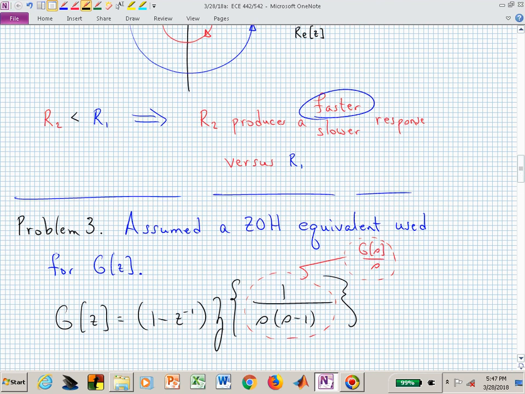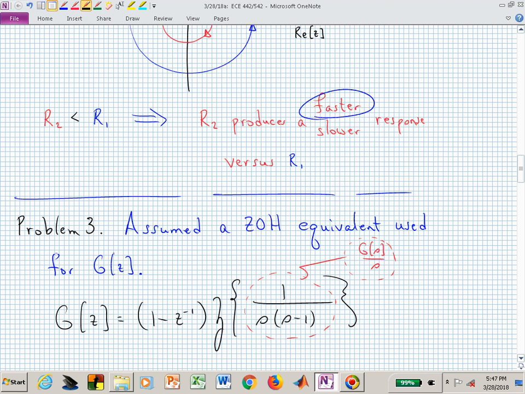Problem number 3. Maybe that was problem statement-wise a little vague, but I think problem 3 is asking for a Ragazzini design controller. I'm assuming that you're now trying to control this system, and the system actually was g of s equal to 1 over s minus 1. It's an unstable system. I want you to design a stabilizing controller.